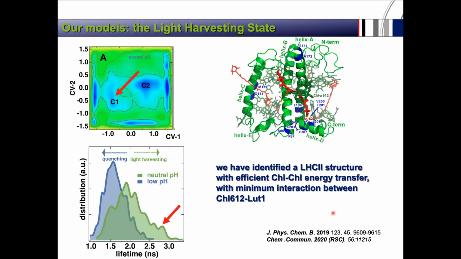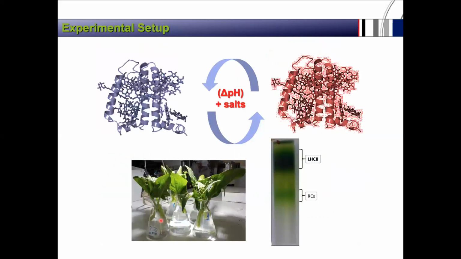We have identified the light harvesting structure with an efficient chlorophyll energy transfer and a minimum interaction between chlorophyll 612 and lutein 1, which means that we have no dissipation of energy as heat and increased lifetime of the chlorophyll excited states, which proves our point that this is the light harvesting state of the antenna protein. We also have experiments going on spinach leaves to prove our point.